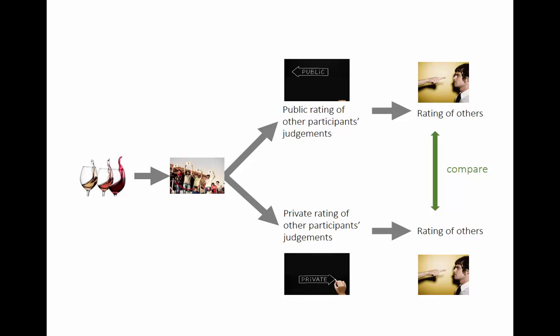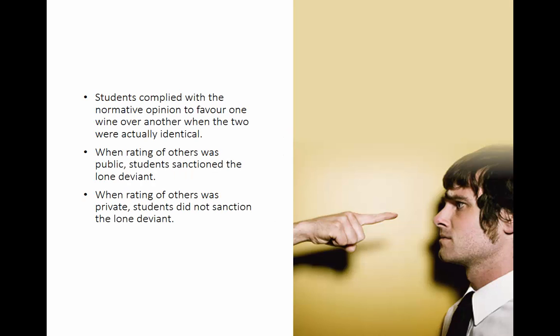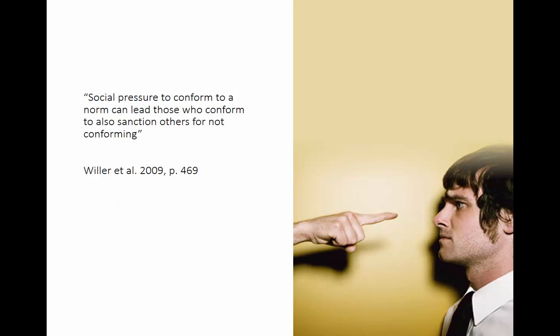So they also found evidence that people started to sanction others who violated the norm. When somebody didn't agree with those 4 fake participants, when somebody said, no, they are exactly the same, and then there was a second round where they rated the judgments of the others in the group, people started to sanction those who deviated from the conformity. So that's what we call the enforcement of false norms: social pressure to conform to a norm can lead those who conform to also sanction others for not conforming.